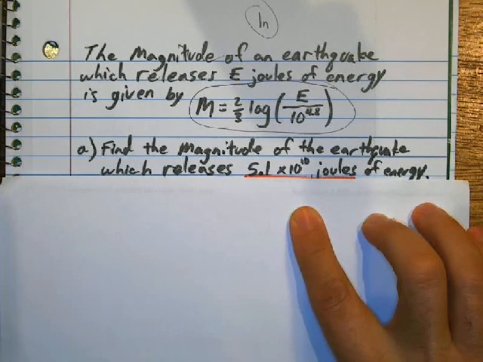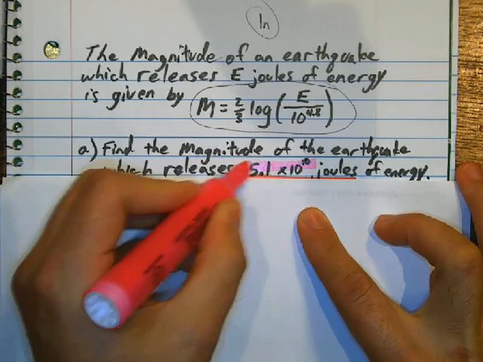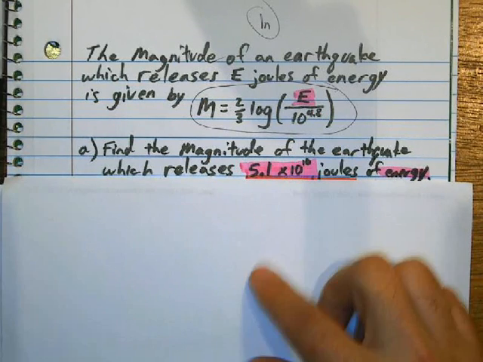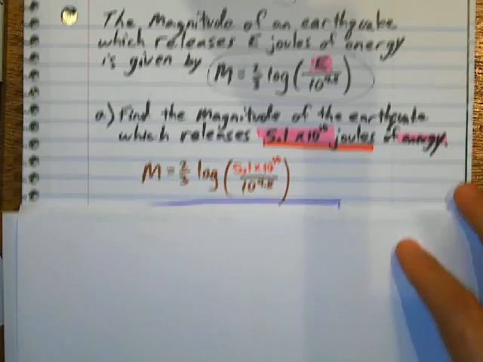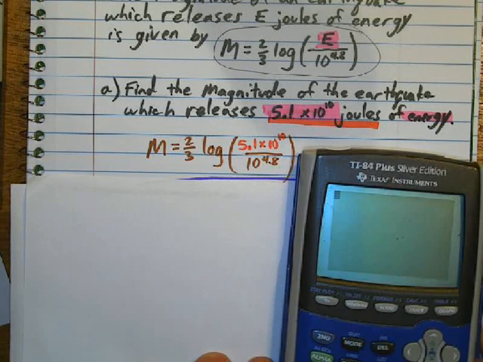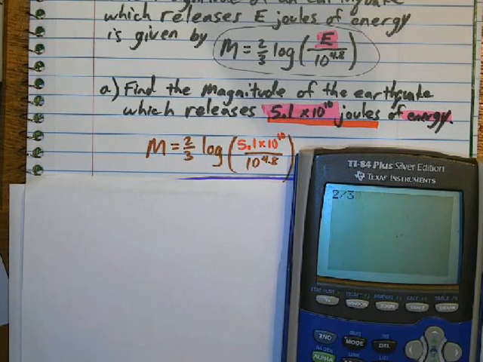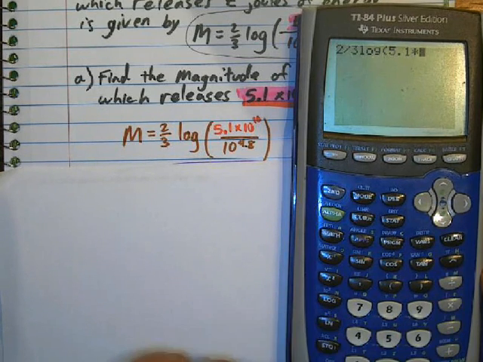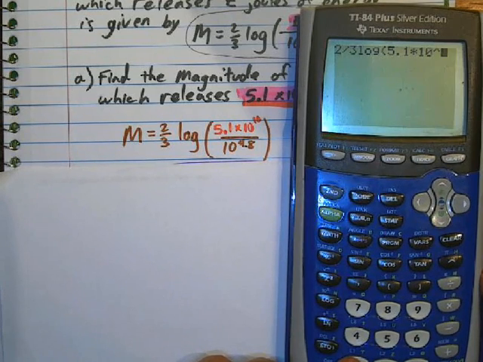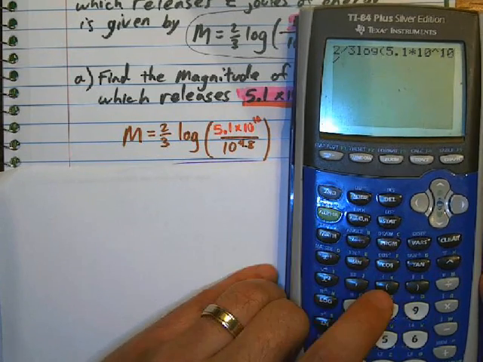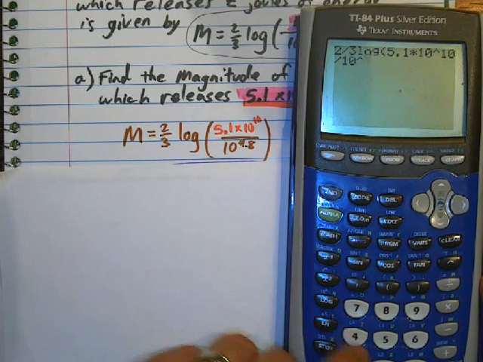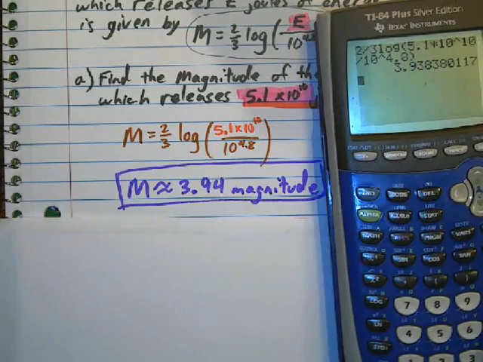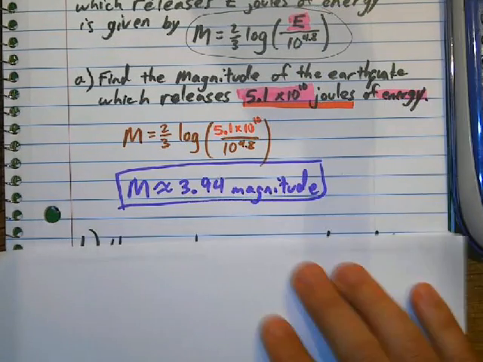So when you see a question like this, basically because they've told you the amount of energy, I'm going to be replacing E with this number. So if I type this into the calculator like this, then it's fairly simple to get your answer. So 2 divided by 3 times log of 5.1 times 10 to the power of 10, and then divided by 10 to the power of 4.8. And then we get 3.938, right? Which can round to 3.94. Okay. So that shouldn't be too challenging.